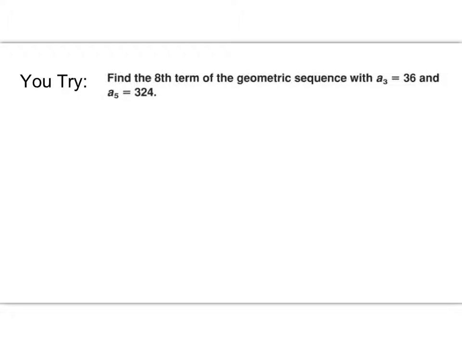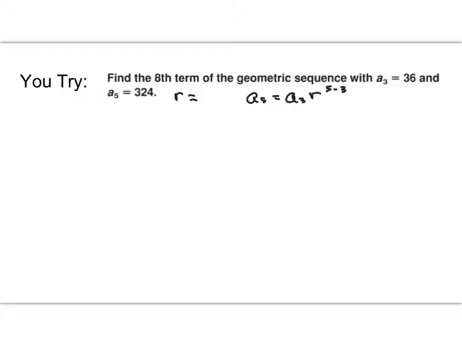Okay, we want to find the 8th term. We have the 3rd term and we have the 5th term. We do not have the ratio, so we need to find the ratio first. In order to do that, I have to use the only information that I'm given. So I'm going to put the 5th term here. I'm going to use the 3rd term for my 1st term, and then up in the exponents, I can do 5 minus 3.